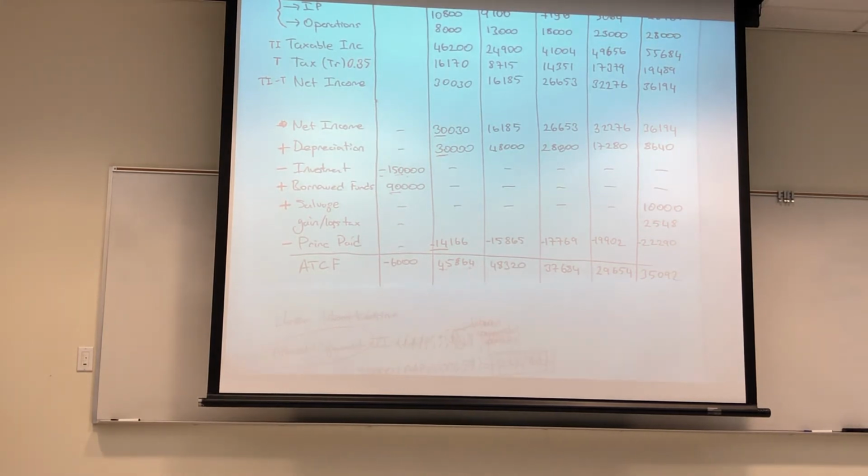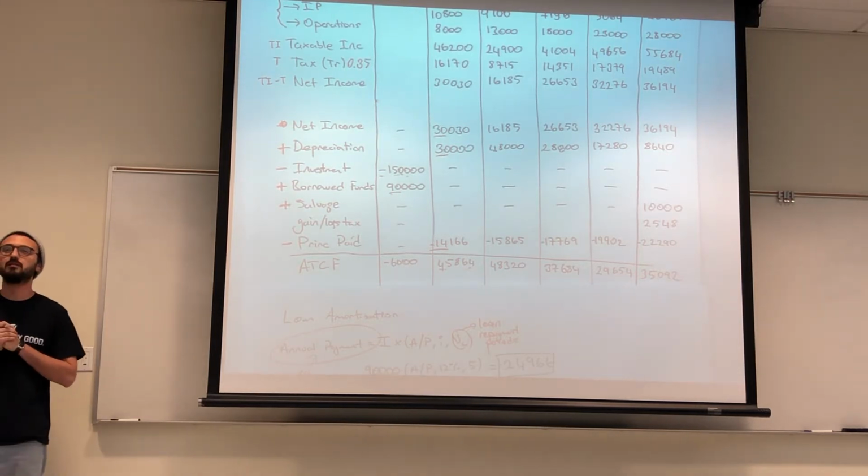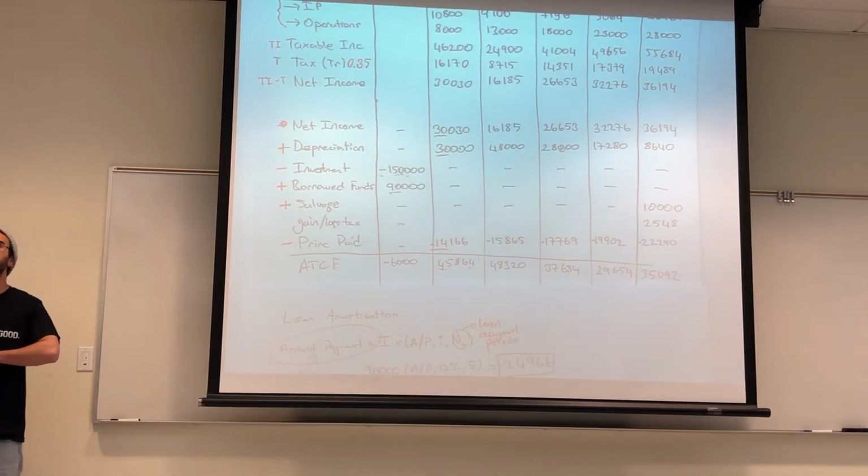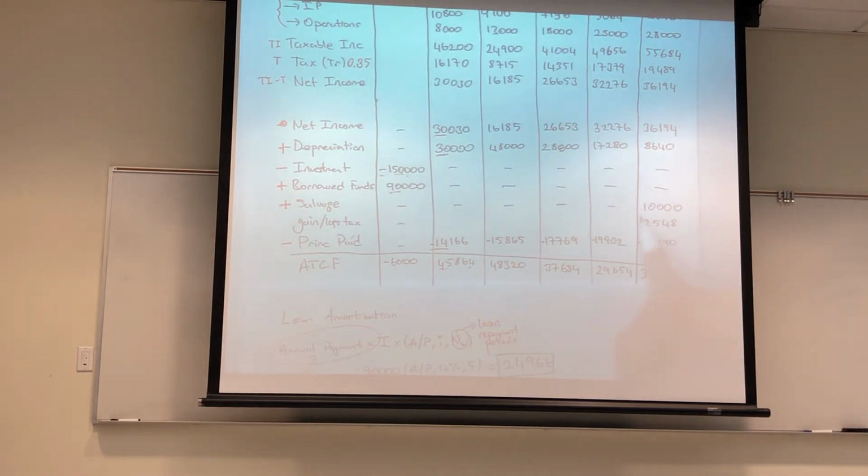Cool. Any other questions? Yes? On your gains and losses, why do you only have the 2548 on the far right? You don't have any on years 1, 2, 3, and 4, they're left blank? Okay, that's a really good question.